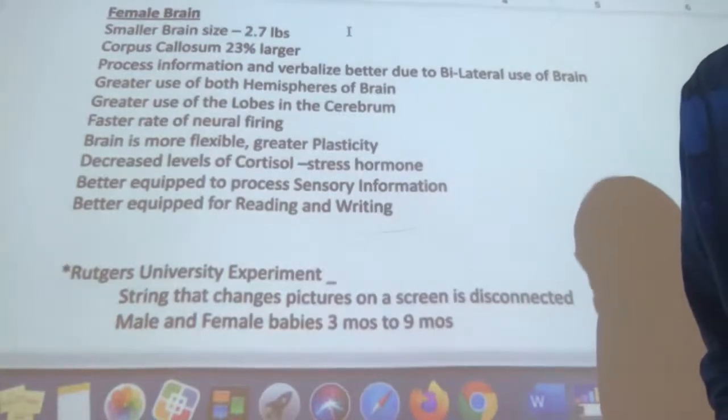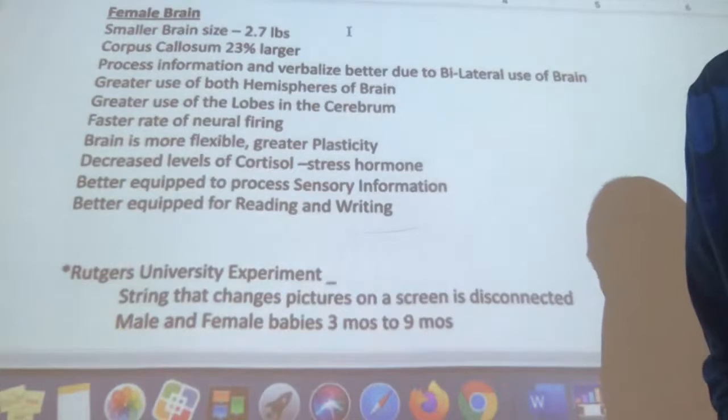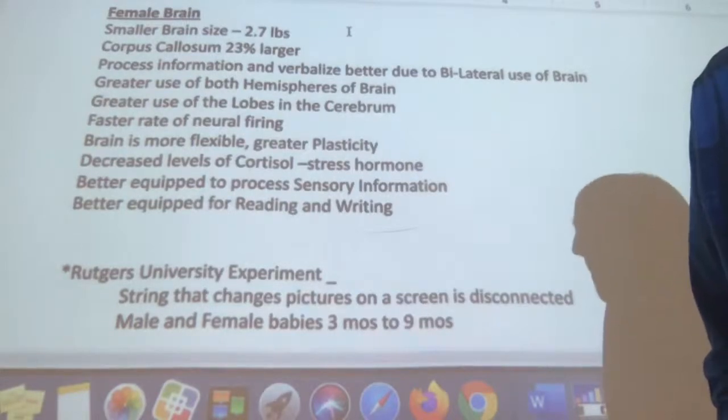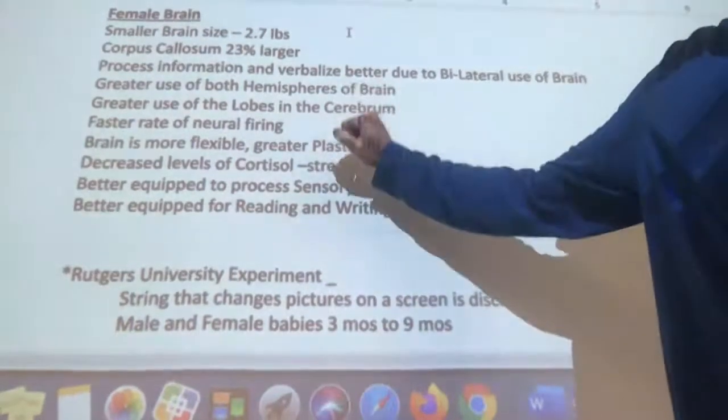First thing you would notice if we dissected the female brain is that it has a 25% larger corpus callosum. So again, that band of fibers that connects the two hemispheres together is much bigger in the female brain. And immediately there, you're going to know that the brain is set up to transfer and communicate information between the two hemispheres faster and more efficiently, which is kind of what this says, right?